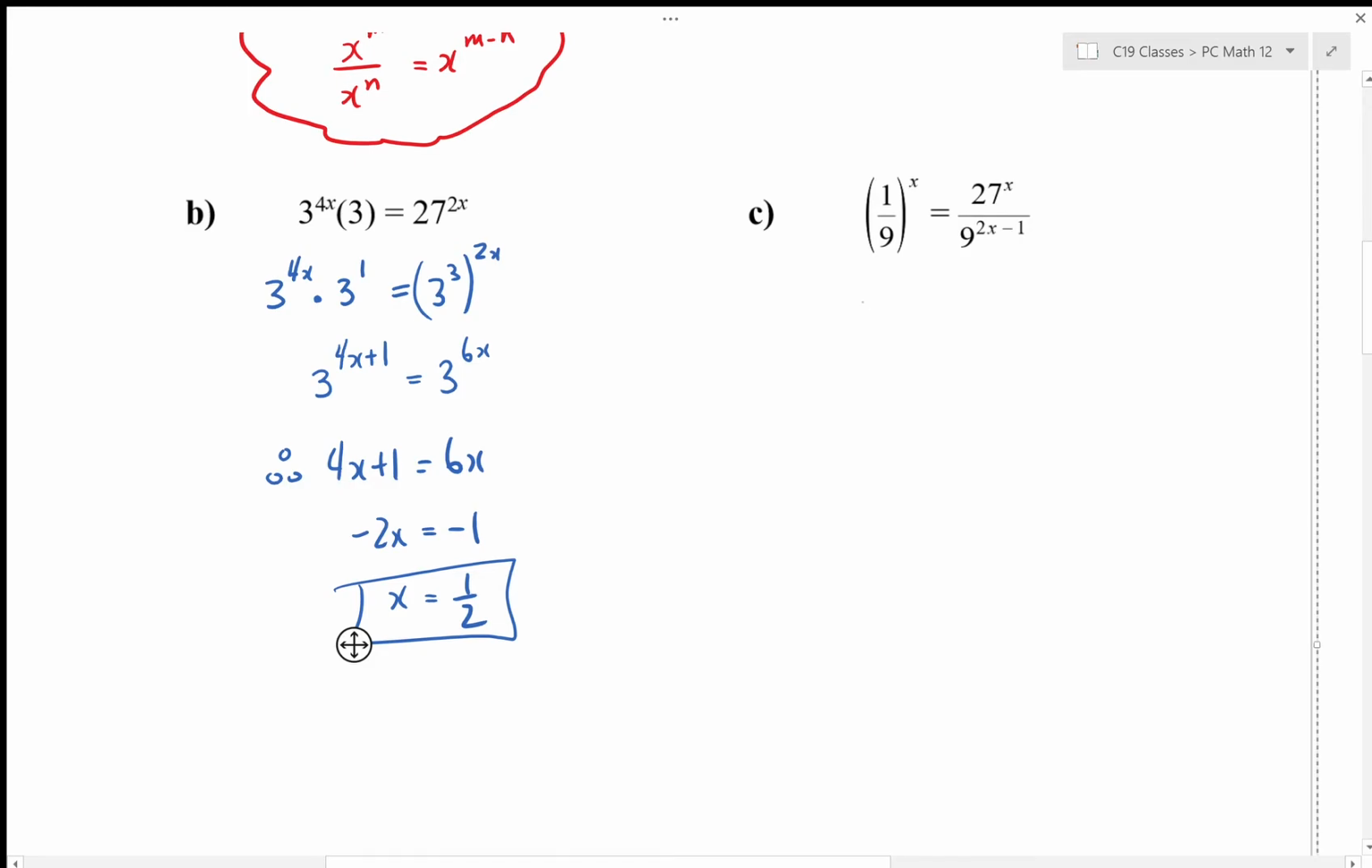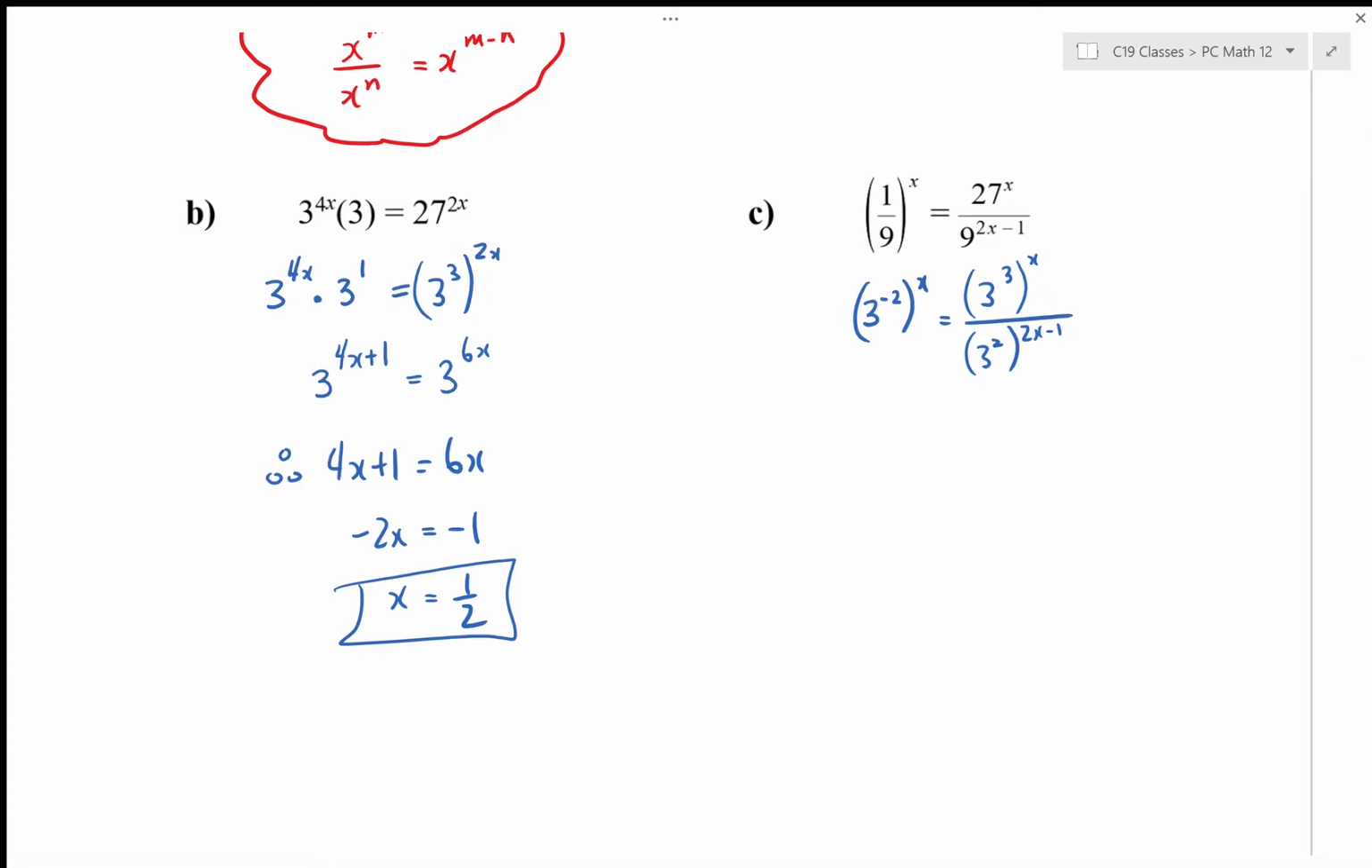So 1/9 is 3 to the -2, all to the x. 27 is 3 to the power of 3, all to the x. And 9 is 3 to the power of 2, all to the 2x minus 1. So you can see again that I've put all of the different numbers into base 3. Now I'm going to do the power to a power rule, which is going to be 3 to the -2x equals 3 to the 3x all over 3 to the 4x minus 2.